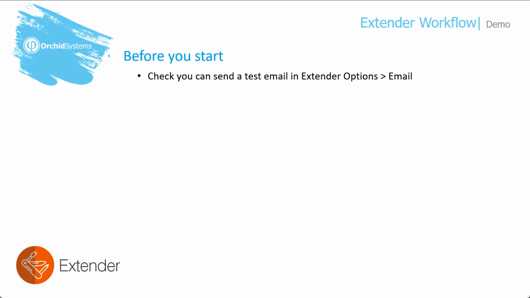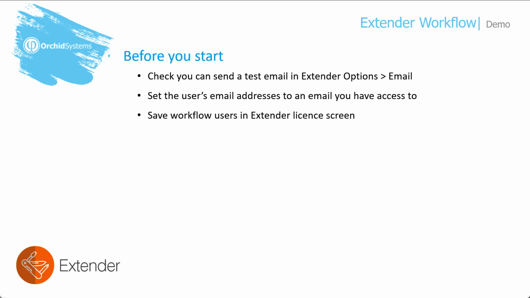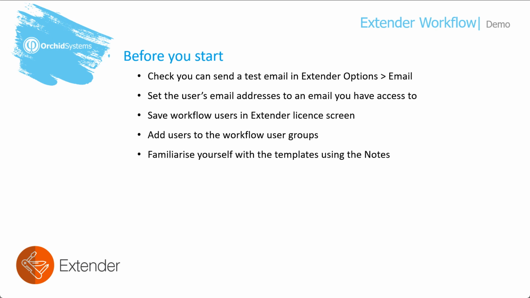Again, before you start, you need to be able to send an email. Set your user's email address to an email address that you have access to. You need to make sure that your Sage 300 users are workflow users, and you do that in the Extender license screen. You can add users to the workflow user groups, because many of the workflows in the sample data actually are assigned to user groups, not specific Sage 300 users. You can familiarize yourself with the templates using the workflow demo script and using the actual notes that we've added next to the workflow templates.